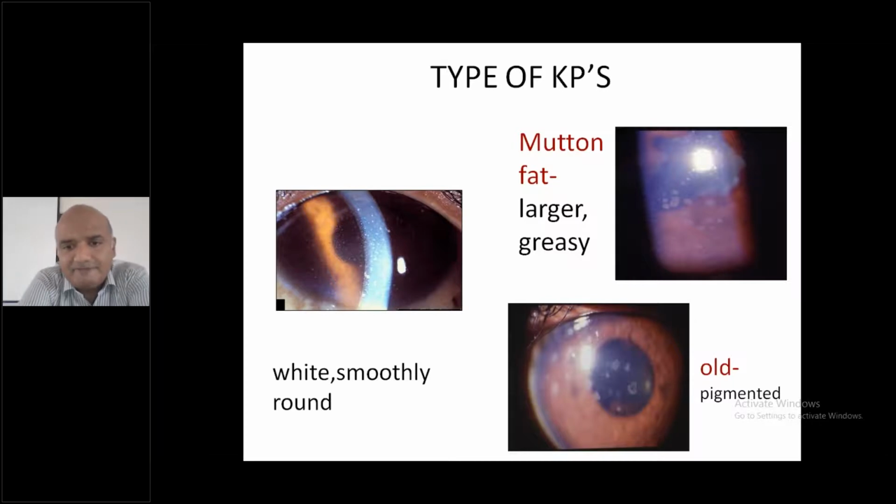Now coming to types of KPs, we have mutton fat KPs. You can see they are large and greasy in shape, stuck onto the posterior surface of the endothelium. In this particular picture, there are white, smooth, round KPs. And in this picture, they are crenated, with sharp margins. They are not fuzzy, and they are called old pigmented KPs. They are usually colored.